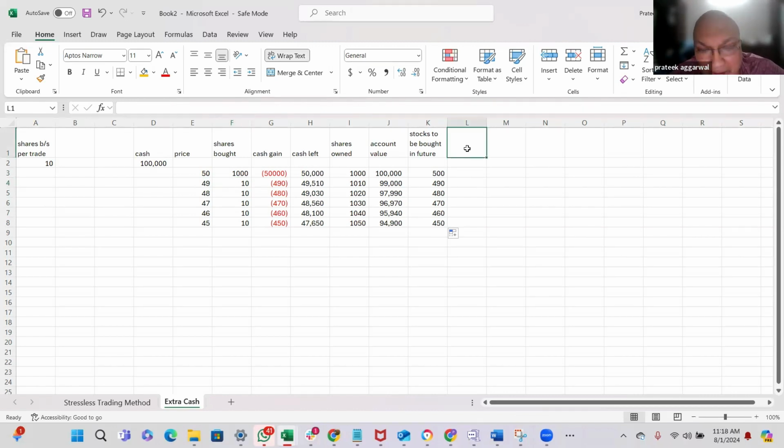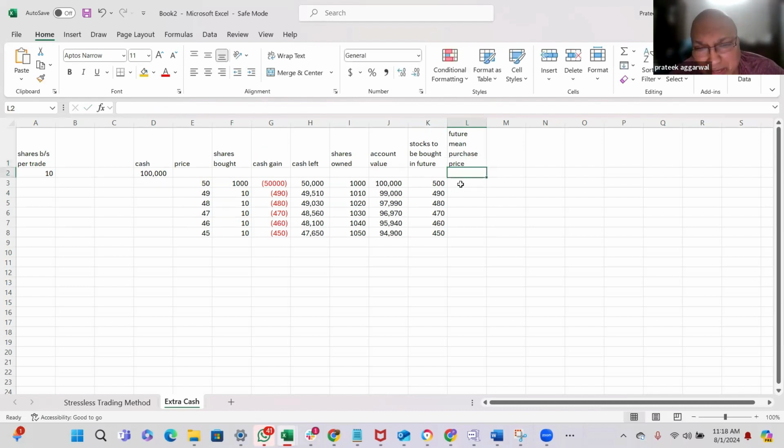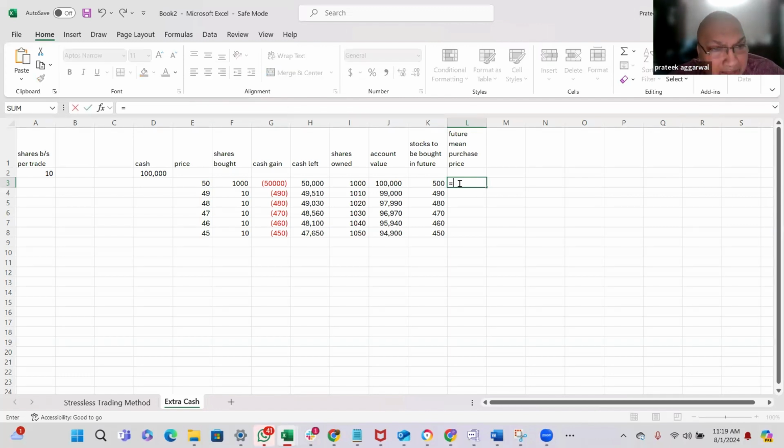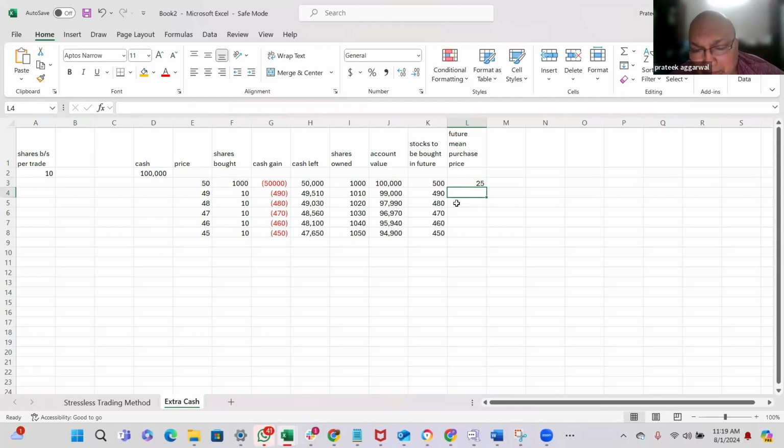Now the only question left is what is the average, the future mean purchase price of these shares, right? Since I'm buying shares all the way down from 50 to 0, I don't need to actually add up all my prices at which I bought and then divide by the number of trades. All I need to do is take half of the current price, and that will be my future mean purchase price. So essentially, that will be E3 divided by 2. It is as simple as that.